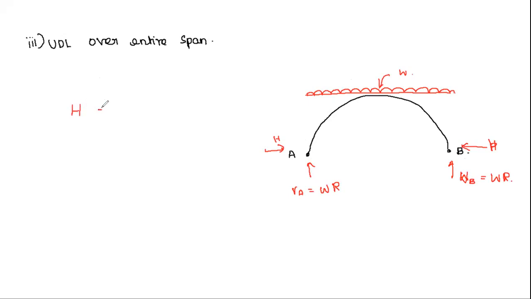The formula for horizontal thrust is H equal to 4 by 3 WR by pi. For a semicircular arch of radius R carrying a UDL over the entire span, the horizontal thrust H is equal to 4 by 3 WR by pi.